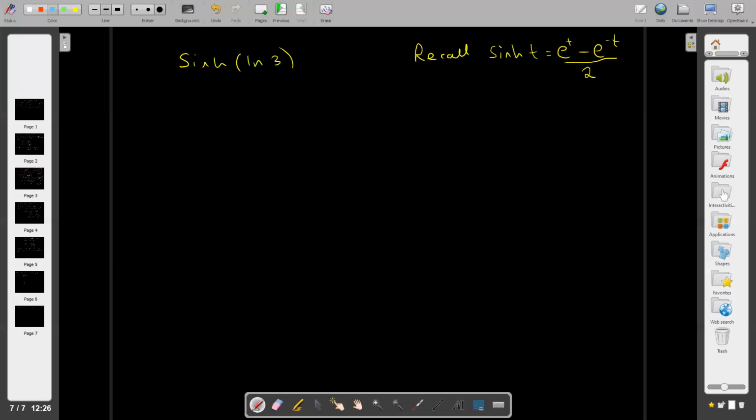So we've got the hyperbolic sine of the natural log of 3 would be e to the natural log 3 minus e to the minus natural log 3, which is all over 2. Well, the e to the natural log 3 is just going to be 3. Now then, recall that when we use the power law for natural logs, this is really minus 1 lot of natural log of 3.